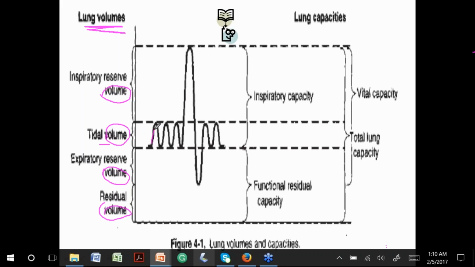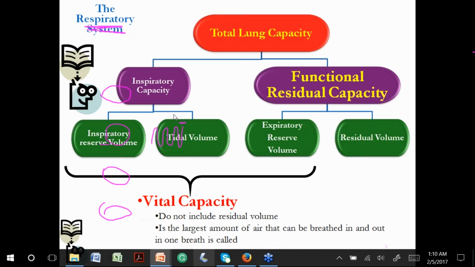Tidal volume is going to be this one. That is the amount of air that you bring in and bring out without sinking, right? Right now you're having a tidal volume. Then after this, I'm going to ask you to have a forced inspiration. So you finish your tidal and you start to have a forced inspiration.